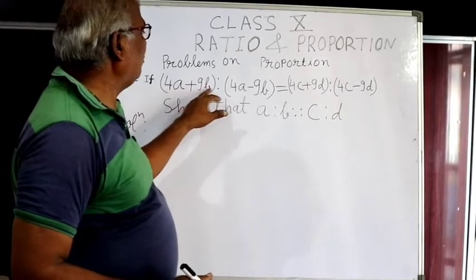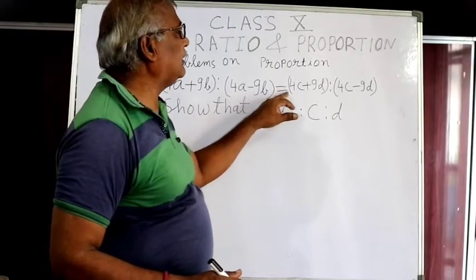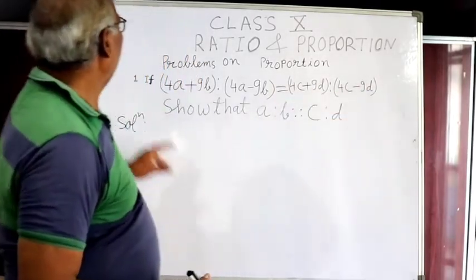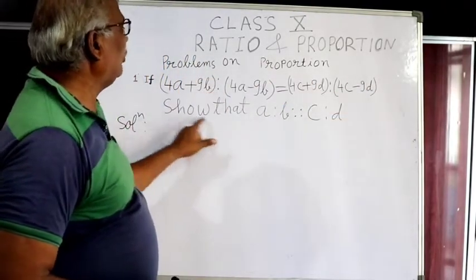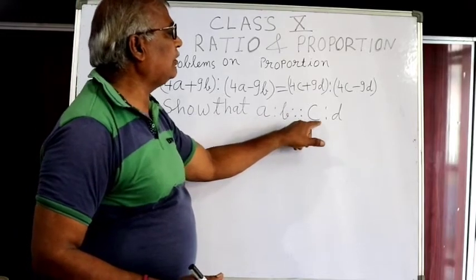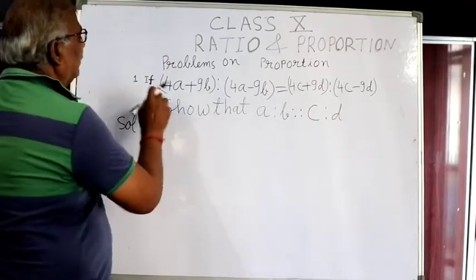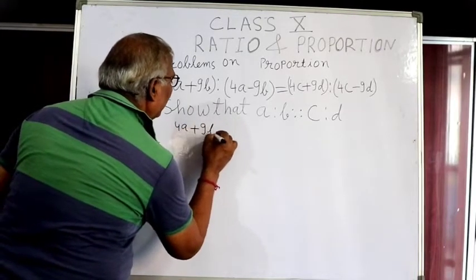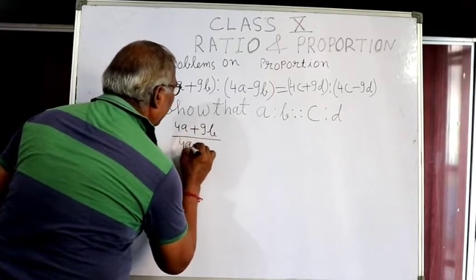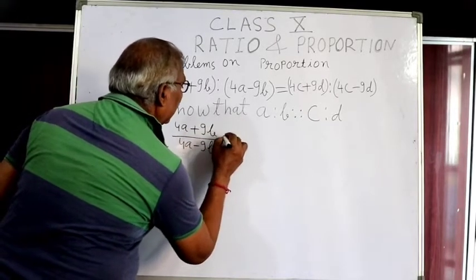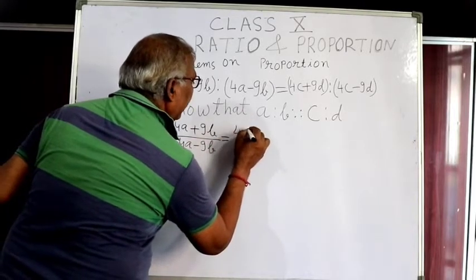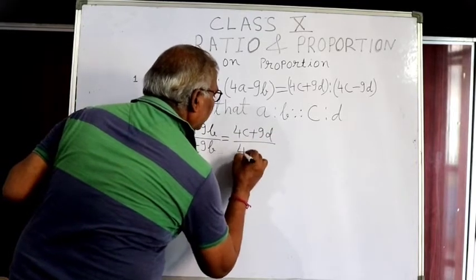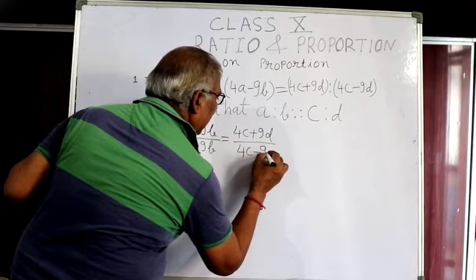Now, 4a plus 9b is to 4a minus 9b is equal to 4c plus 9d is to 4c minus 9d. If this is given, then show that a ratio b is as c ratio d. First we will write 4a plus 9b upon 4a minus 9b is equal to 4c plus 9d upon 4c minus 9d.